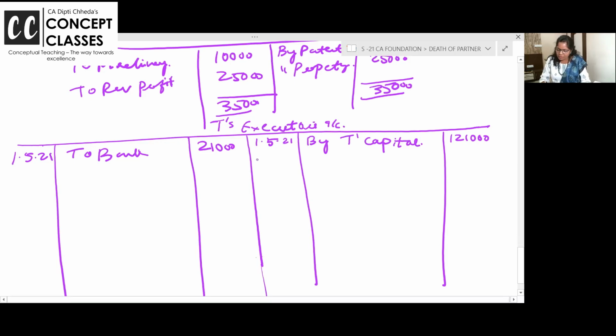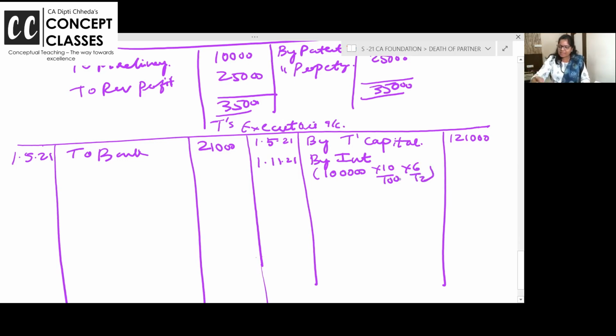21,000 तभी के तभी दे दो, remaining after 6 months. So 1/11/21. May, June, July, August, September, October. 1/11 को interest account debit to T's executors. T, I should pay you interest. How much interest I should pay? 1 lakh rupees pay. Out of 121, we paid T's executors 21,000. Now 1 lakh rupees you have used at 10% for 6 months.